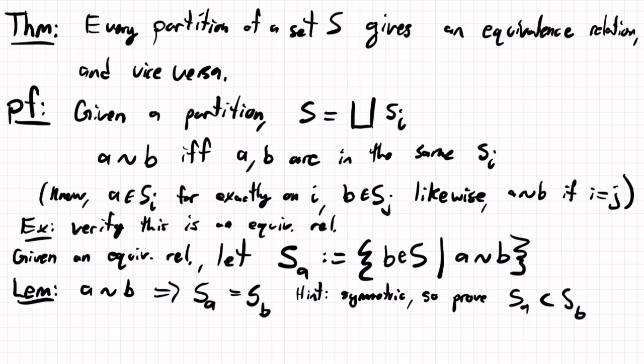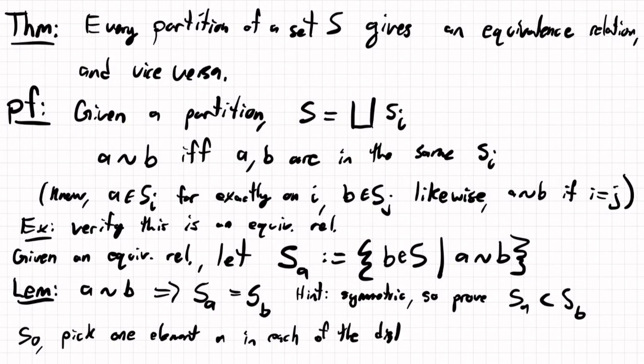Now, finally, the last step is to pick one element A in each of the distinct S_A, and then the union of these S_A, which will be a disjoint union, will be equal to S. That will finish up the proof.